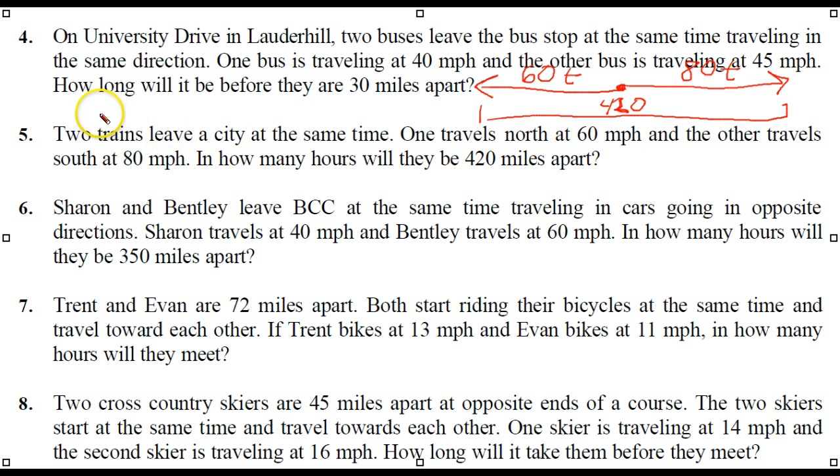So the formula will be 60t plus 80t equals 420. So it's rate times time, which is distance, plus rate times time, which is distance, equals the total distance. Okay, well, again, we'll take a look at some other kinds here in just a few moments, and hopefully this is helpful to you.